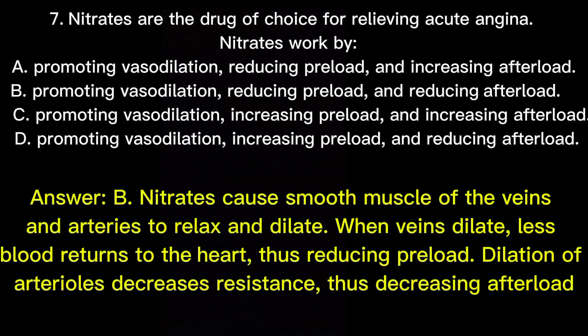Answer: B. Nitrates cause smooth muscle of the veins and arteries to relax and dilate. When veins dilate, less blood returns to the heart, thus reducing preload. Dilation of arterioles decreases resistance, thus decreasing afterload.